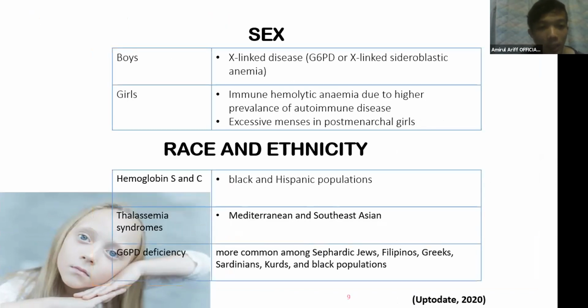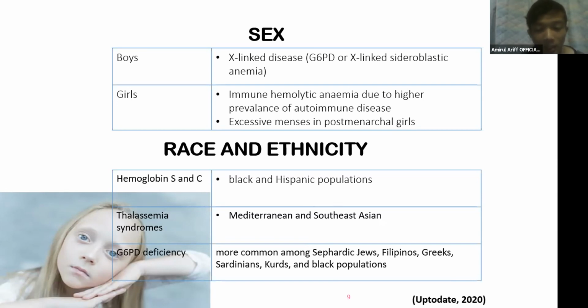So next is the sex of the patient. In boys, usually it is related to X-linked disease like G6PD deficiency. So this is a girl who just came to us, so we suspect that it is less likely, but it can be. And in girls, it is usually related to immune hemolytic anemia due to the higher prevalence of autoimmune disease, and anemia in girls is also due to excessive menses in postmenarchal girls. So just now, a 5 years old girl, it is less likely due to that.